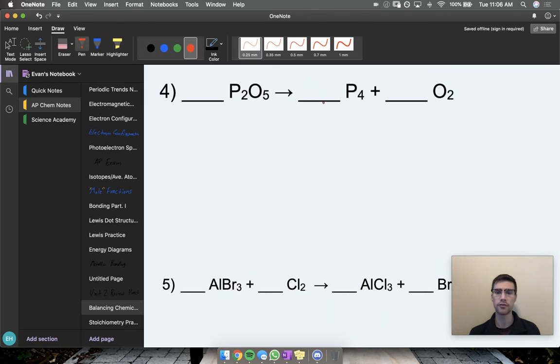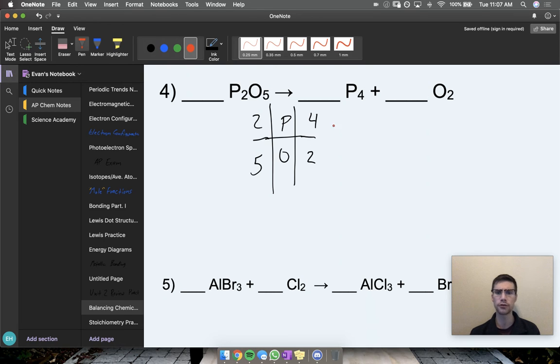So now we have a decomposition, and this is a decomposition reaction because we have one reactant decomposing, or breaking down, to form 2 different products. Okay? So notice here the only things we have are phosphorus and oxygen. So in terms of figuring out numbers of those, on the left we have 2 phosphorus atoms and 5 oxygen atoms. On the right we have 4 phosphorus atoms and 2 oxygen atoms.